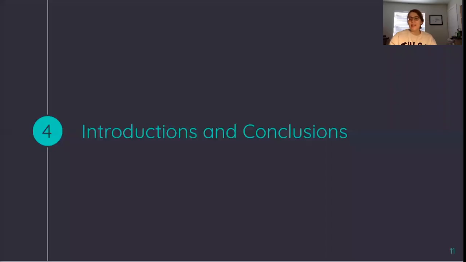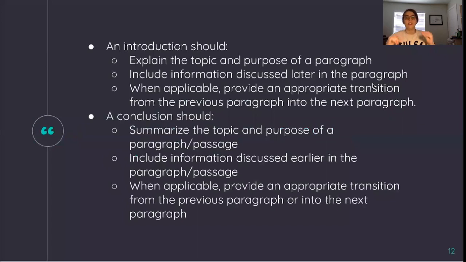The next thing that needs to be considered when we're developing passages are introductions and conclusions. So with introductions and conclusions, we're talking about sentences that start and end paragraphs or start and end entire passages. An introduction should explain the topic and purpose of a paragraph. It should include information that's discussed later, not just information that's thrown there out of nowhere. And when appropriate, show good transitions from one paragraph to the next.